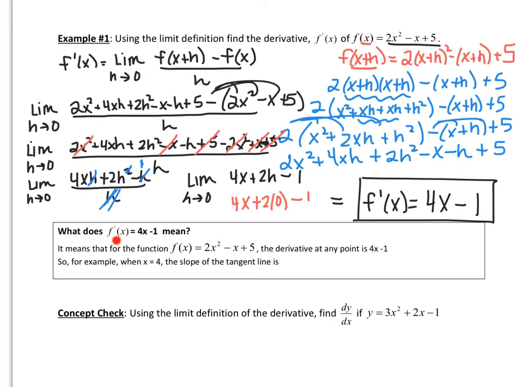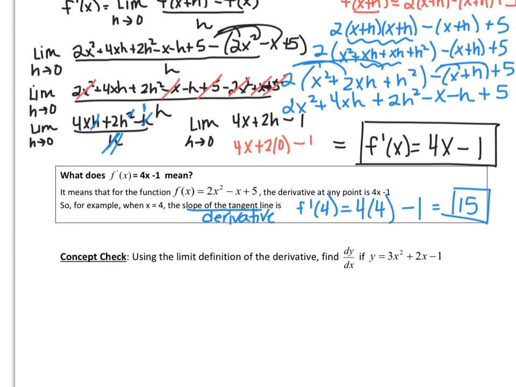So what does f prime of x equaling 4x minus 1 mean? It means that for the function f of x equals 2x squared minus x plus 5, the derivative at any point is 4x minus 1. So for example, when x equals 4, the slope, or the slope of the tangent line, which is another name for derivative, so we could just say derivative, is what? So we're just going to take our derivative function and plug in 4. So 4 times 4, minus 1. So 16 minus 1 is 15.